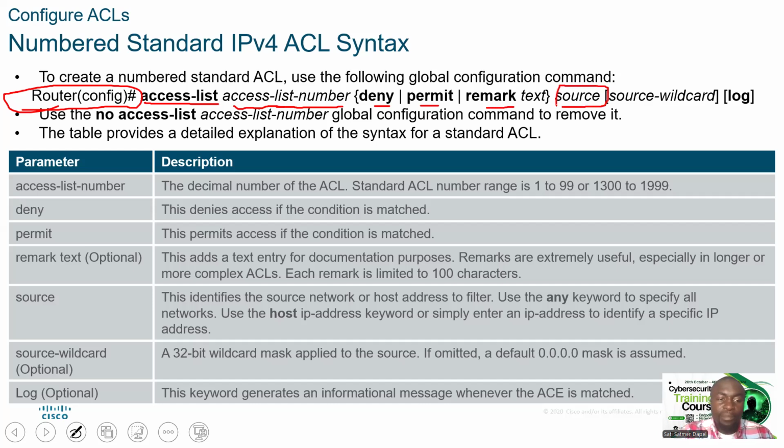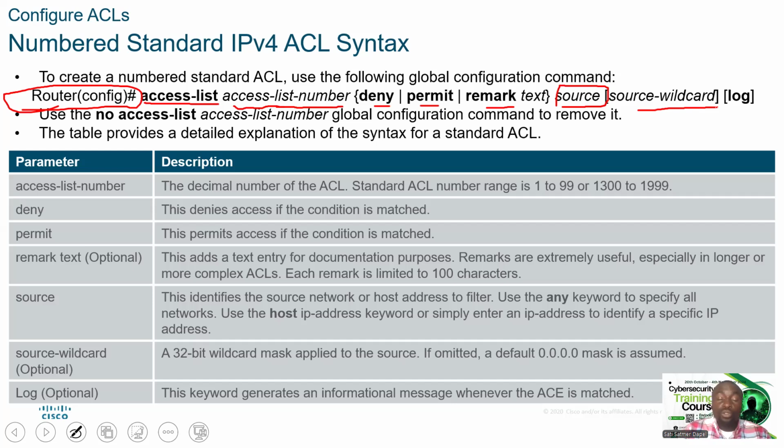You give the source IP address, right? After the source IP address, then you give the wildcard mask of the source. Once you give the wildcard mask of the source, that is it. If you want to log it, you give a log keyword to generate an information message. So that is it.